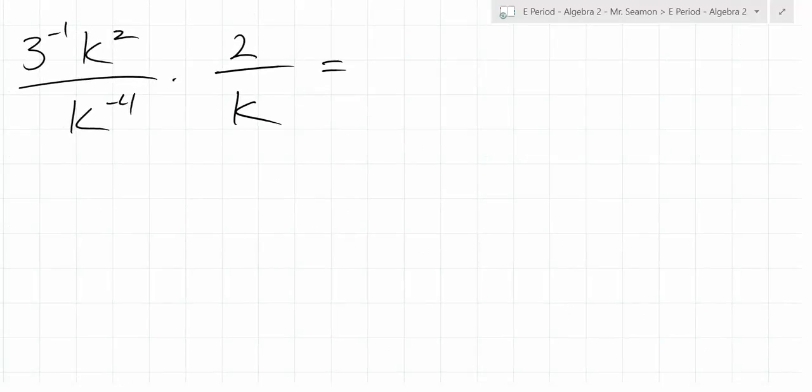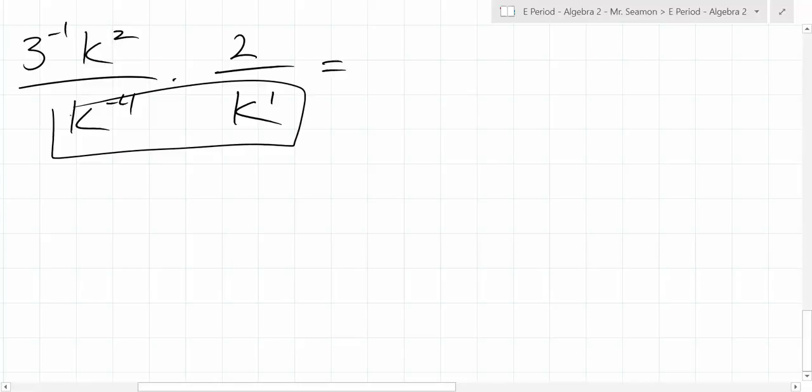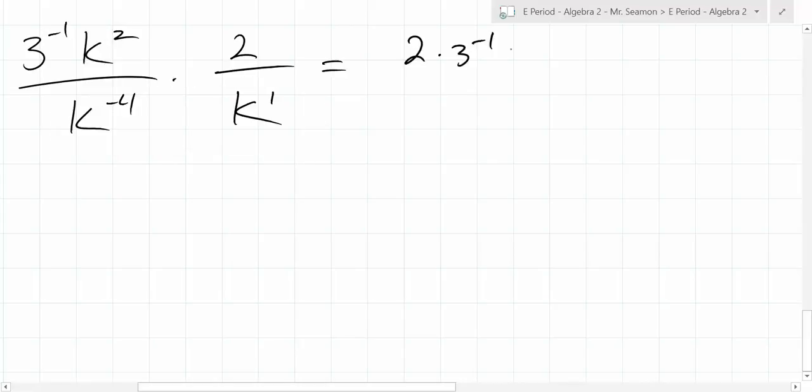Combine the k's. Yeah, so it's going to be 3 to the negative 1 times what? k squared minus what? Is that what you mean? Yeah. Okay, let's actually, before we do that, let's simplify the denominator first. We have k to the negative 4 and k to the 1. What does that become? So you have 2 times 3 to the negative 1 times k squared all over k to the negative what? Nope. What do you do with powers?